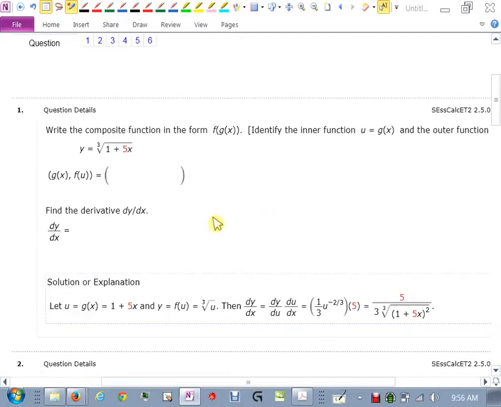Okay, we're going to start on the homework here for 2.5. All right, so this section involves what's called the chain rule, which is a very important rule when it comes to taking derivatives. It allows us to take a derivative of very complex functions.